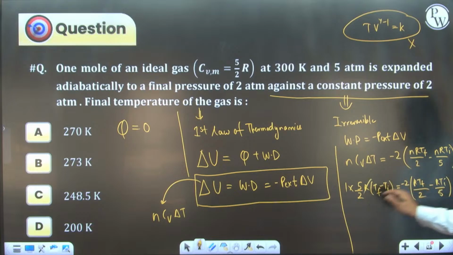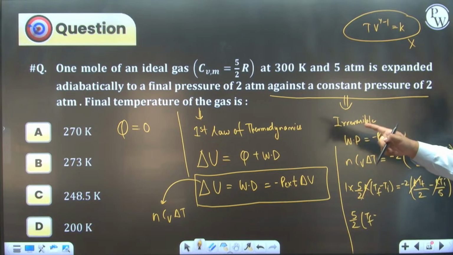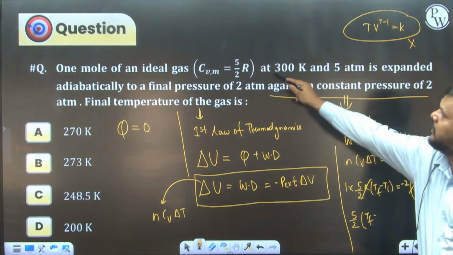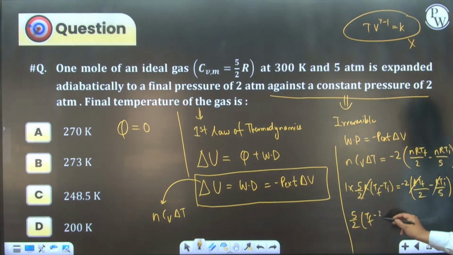Over here R will get cancelled. Both LHS and RHS have R, so it will get cancelled. And 5 by 2 temperature final minus temperature initial we already know. How much is temperature initial? 300 Kelvin. So I'm putting over here the temperature initial value 300, is equal to minus 2 temperature final upon 2 minus 300 upon 5.